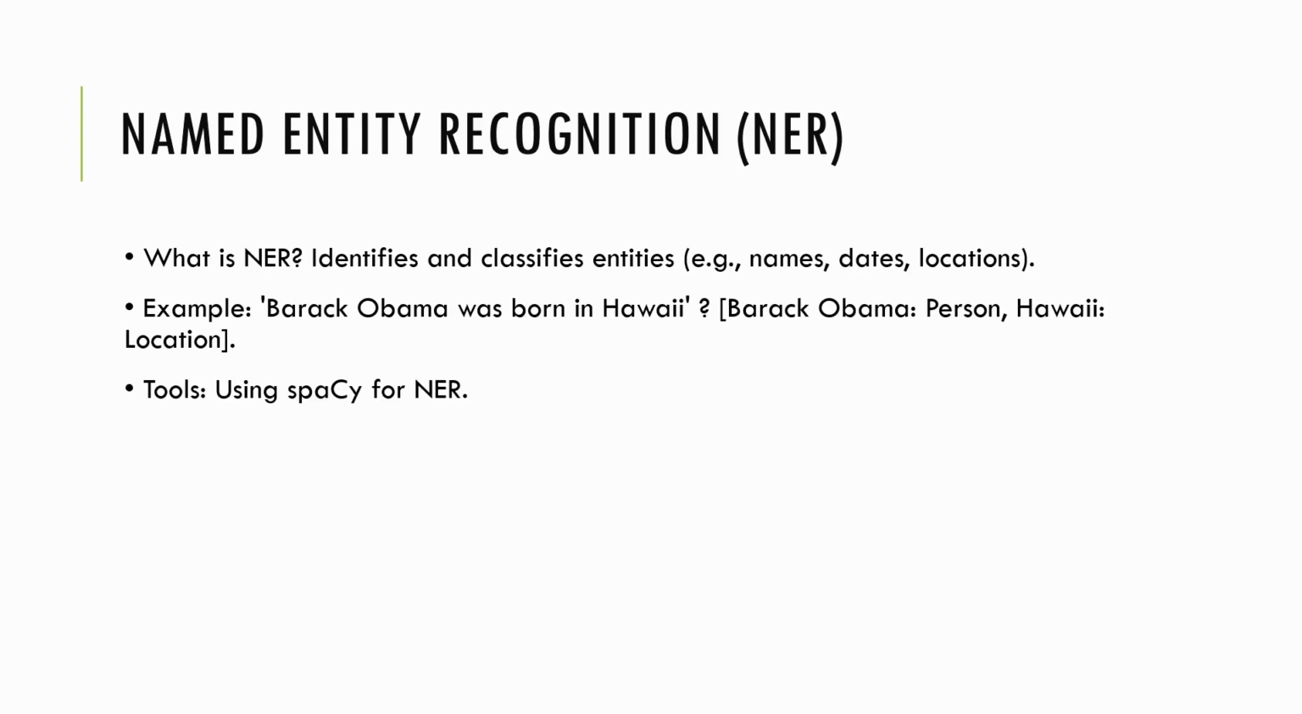Named entity recognition, or NER, helps us identify and classify named entities in text such as names, locations, and dates. For instance, in the sentence "Barack Obama was born in Hawaii," NER will recognize Barack Obama as a person and Hawaii as a location. Tools like spaCy make this process fast and accurate.